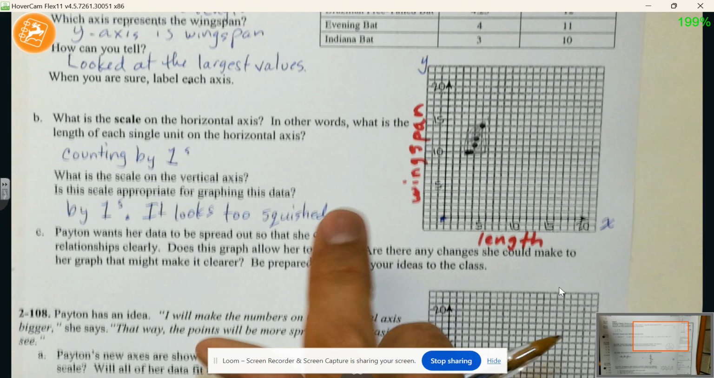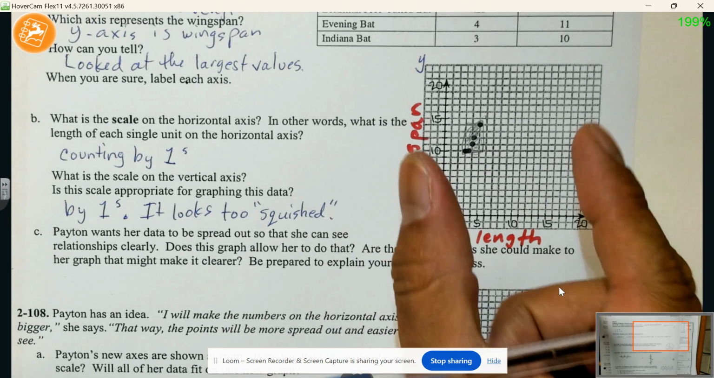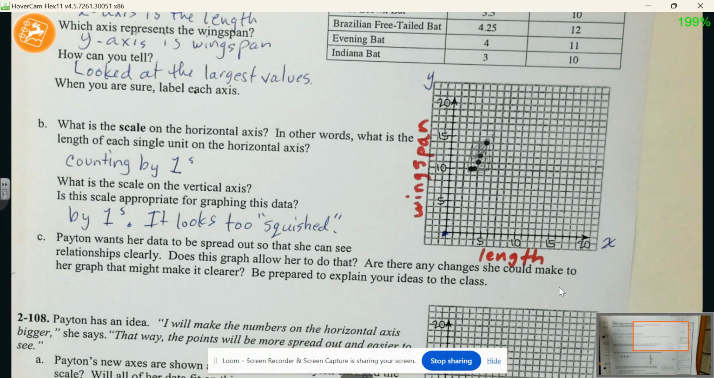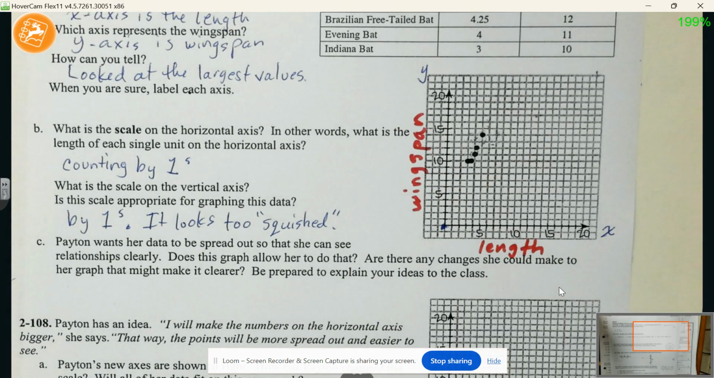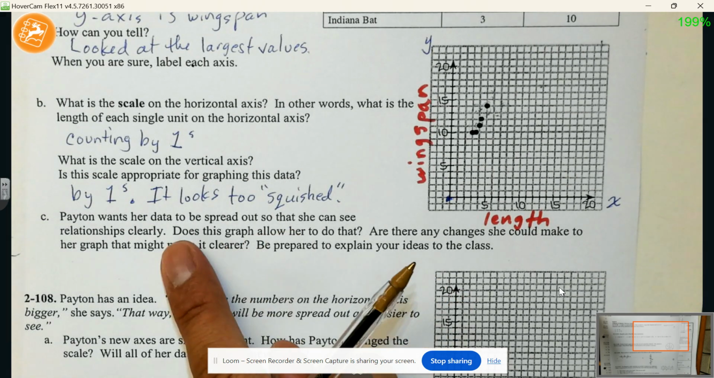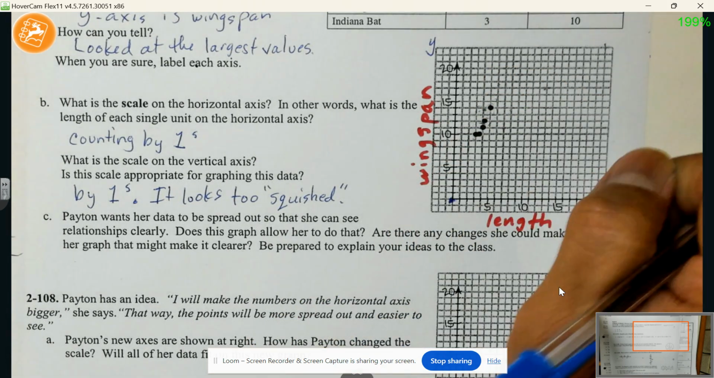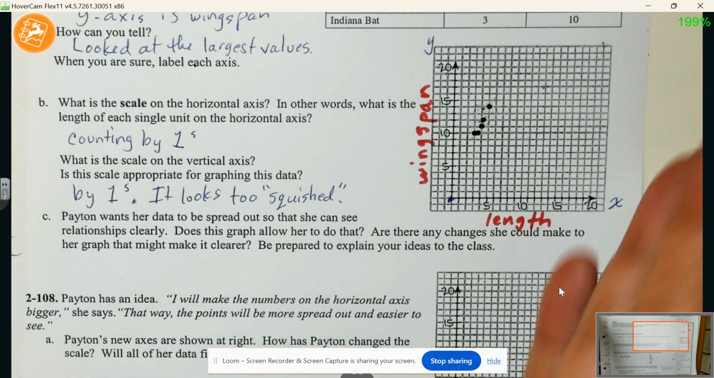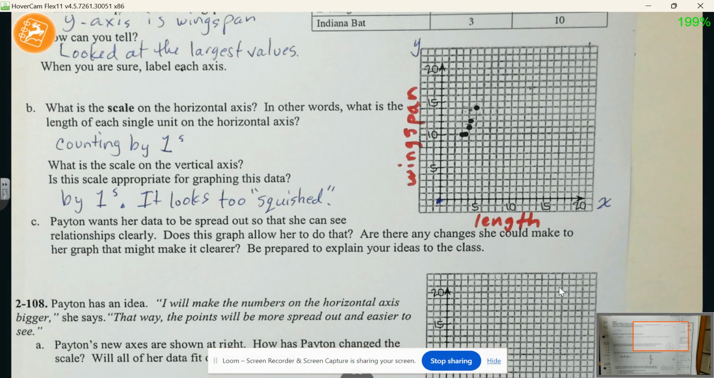Not exactly a math term, but we're going to use that to represent that our data is kind of all mushed up together in one general area. Now, Peyton wants her data to be spread out, obviously, so she can see a relationship clearly. Because if we look at this data, everything's just kind of muddled into a tiny area. We can't tell if there's some kind of a positive or a negative relationship. And you know what a positive and negative relationship looks like.